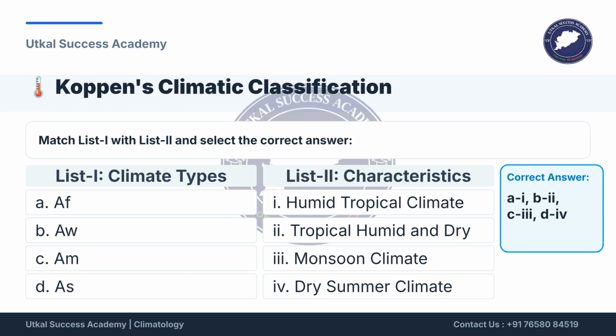Now let's look at Köppen's climatic classification. Match the climate types in List 1 with their characteristics in List 2. AF is humid tropical. AW is tropical humid and dry. AM is tropical monsoon, and AS is dry summer.